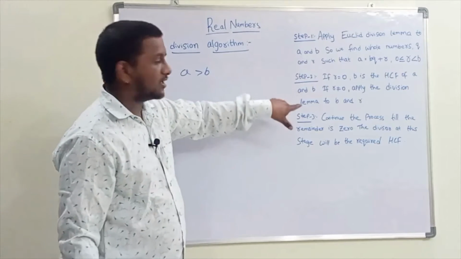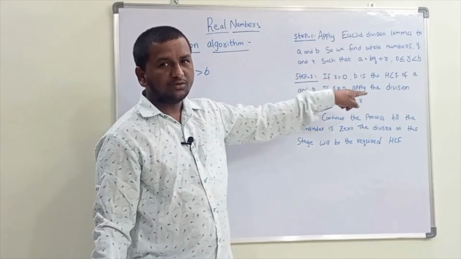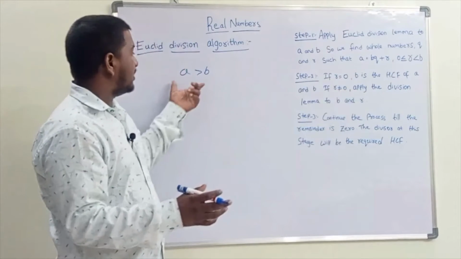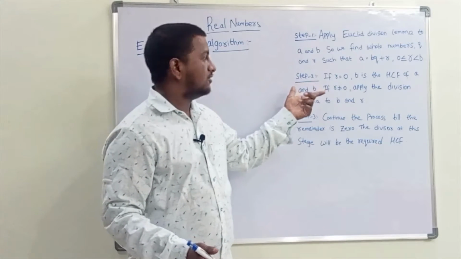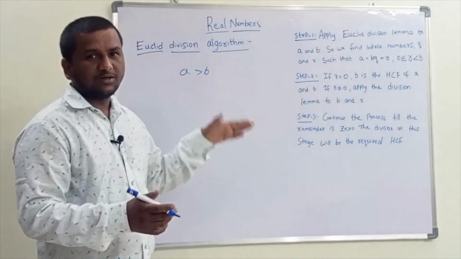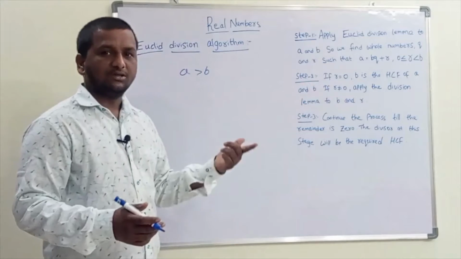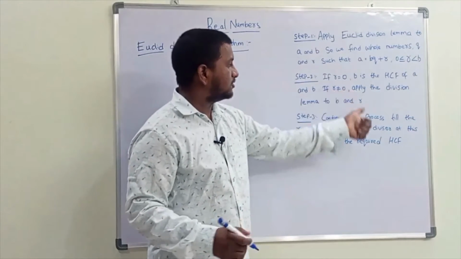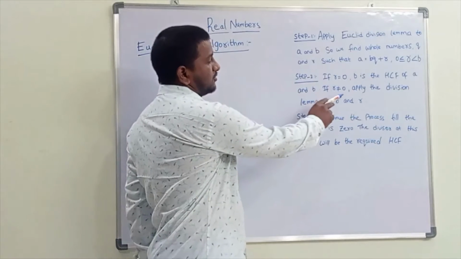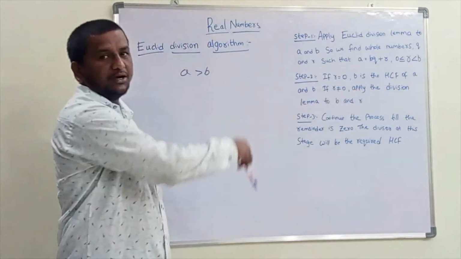This algorithm goes like this. If the remainder is 0, then the HCF of a and b is b itself. So b is the HCF, and we just stop the algorithm there itself. If the remainder is not 0, then what? If r is not equal to 0, apply the division lemma to b and r.